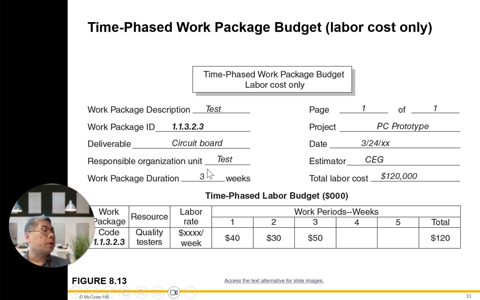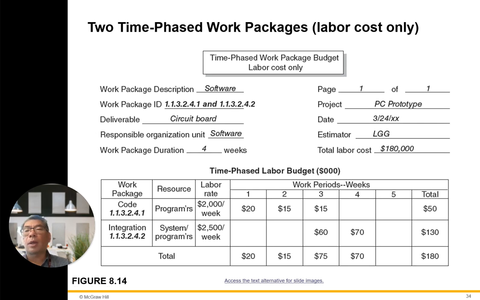For example, 3 weeks costs $120,000, not bucks, 120,000. This is a typical prototype. And then two times work phase schedule, the total cost 180,000. To give an example of 2 phases: 130,000 plus 50,000, total 180,000.